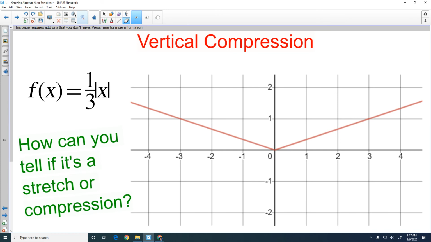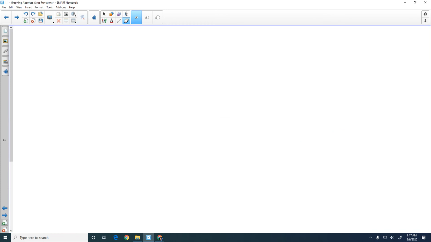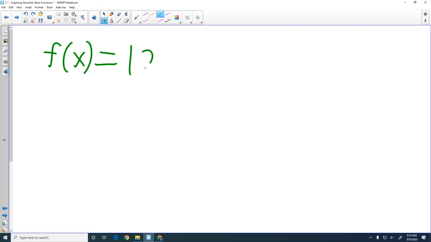Now, I didn't talk about this at all, but do you have an idea of what would happen if we had a function? You don't need to write this down, but you can just think about it. What if I had that number inside the absolute value? Based on what you've learned about all these other transformations today. A vertical stretch still?